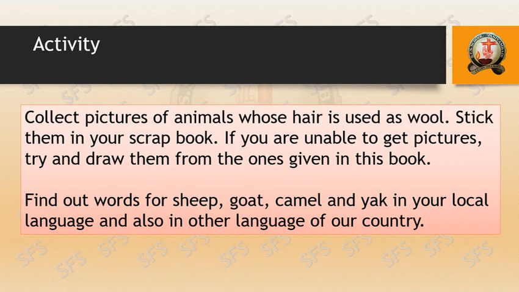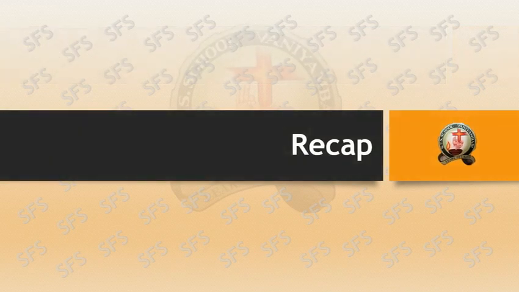Find out words for sheep, goat, camel, and yak in your local language. Local language means your regional language, that is Tamil, and also in other languages of our country. So you can find out what we call sheep, goat, camel, and others in different languages, and you need to write the names of them. With this, I'll conclude today's session.